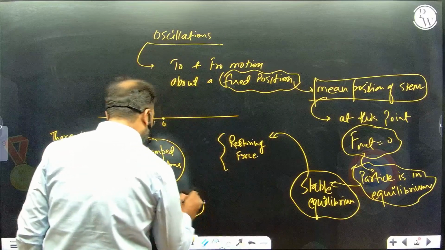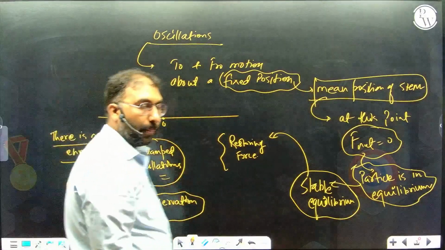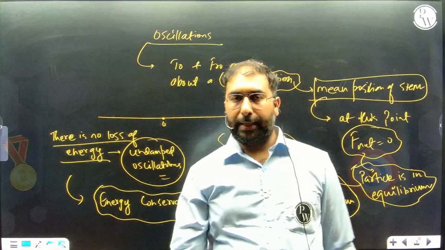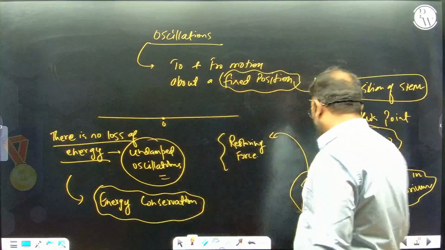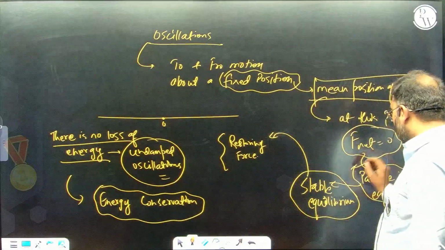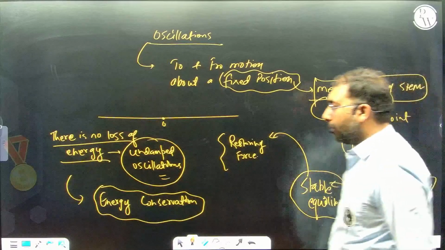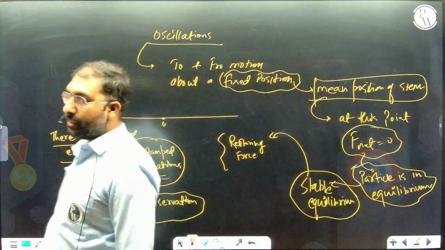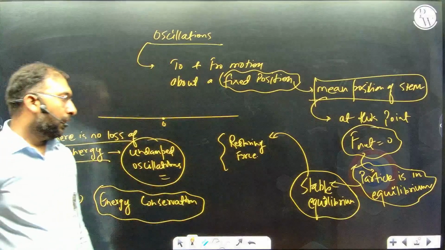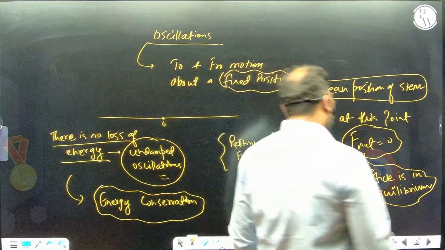So these are the important things that I'm telling you. We will be using energy conservation, and one equation we will be using is F net equals 0, the net force acting on the particle is 0. Energy conservation is applicable in such situations. Now coming to the next slide.